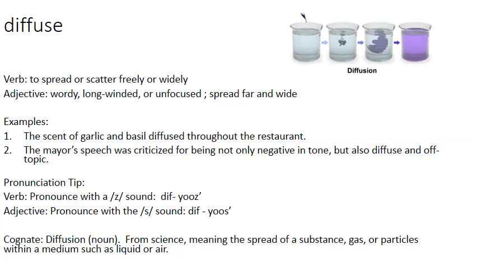How you pronounce the next word depends on how you're using it in a sentence. If you're using this word as a verb, you'll want to pronounce it with a Z sound, diffuse. However, if you're using this word as an adjective, you need to pronounce it with an S sound, diffuse. As a verb, diffuse means to spread or scatter something freely and widely. For example, the scent of garlic and basil diffused throughout the restaurant. That means it spread throughout.